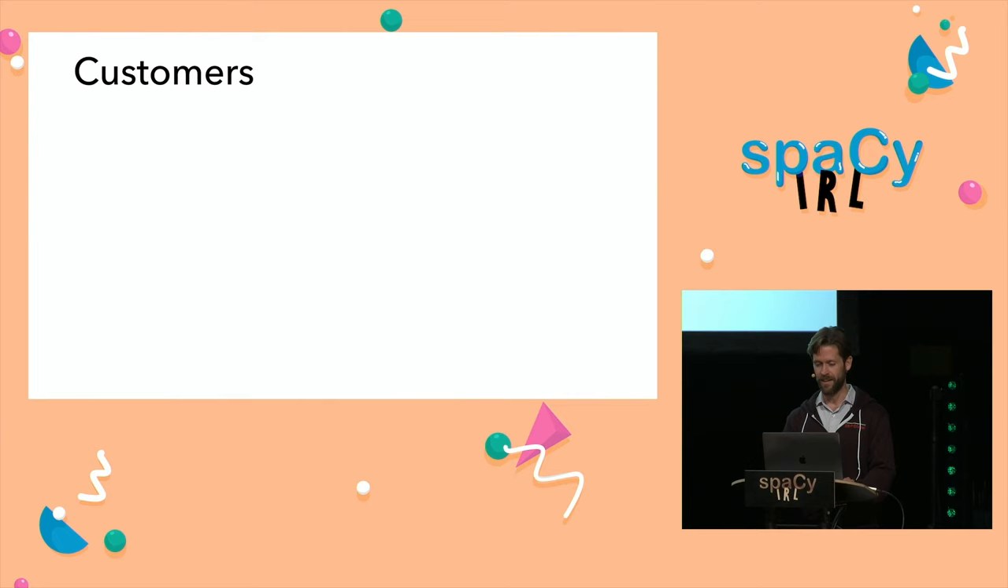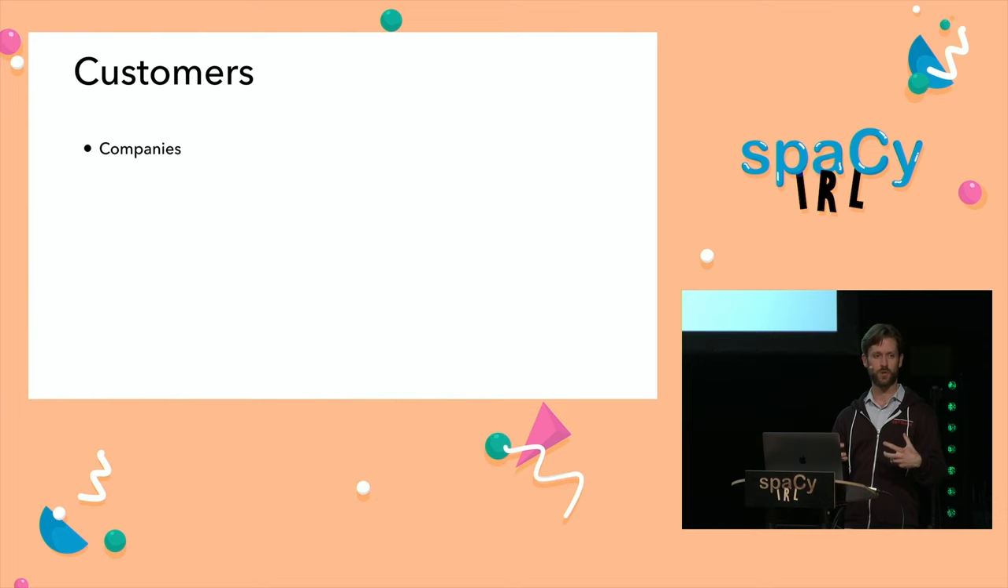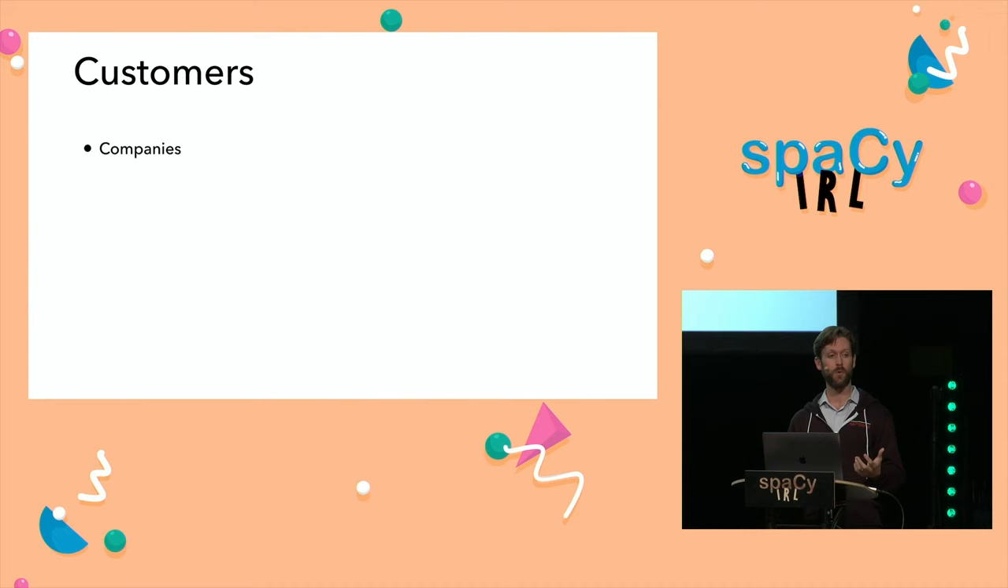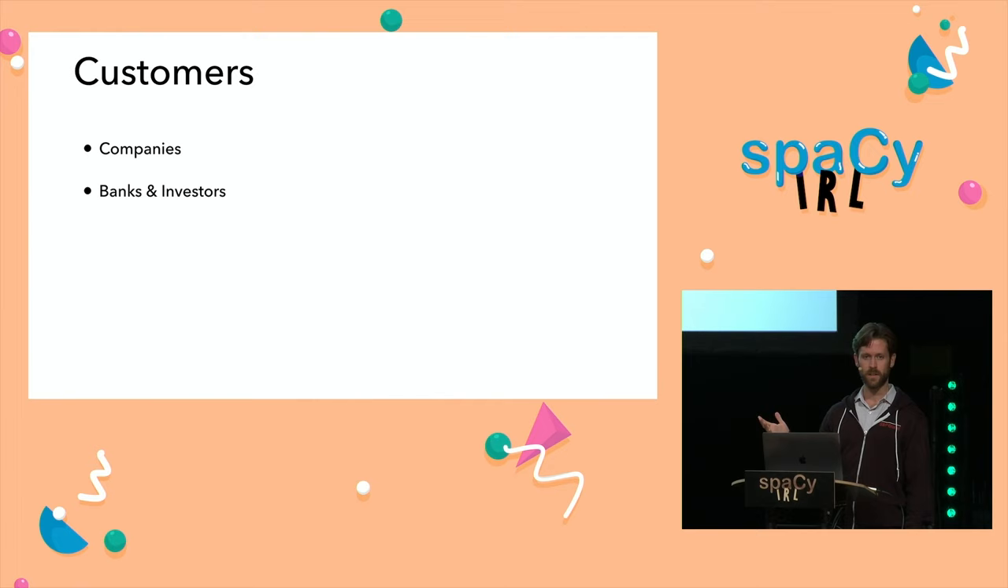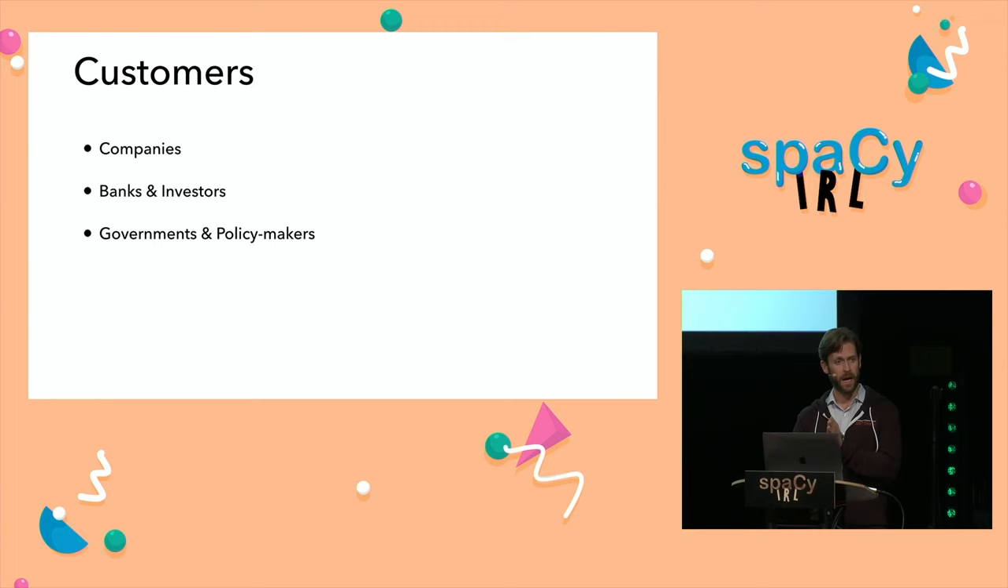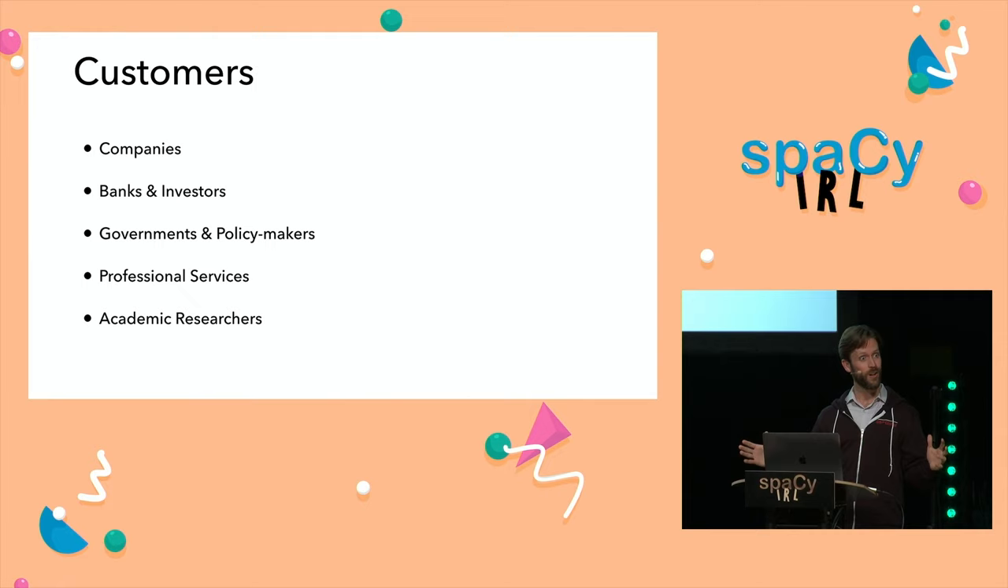Talking about our customers, they'll typically subscribe to our data and information services, and they might include companies who are looking to learn more about the markets that they operate in and their competitors. There might be banks or investors that are looking to lend money to or invest money in those companies. It might be governments or policymakers who are looking to regulate or make policy in the industries that some of these companies are operating in. It might be professional services like law firms or consulting firms that are helping out these companies. Or it might be academic researchers who are studying all of this.